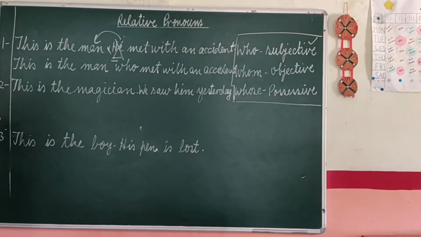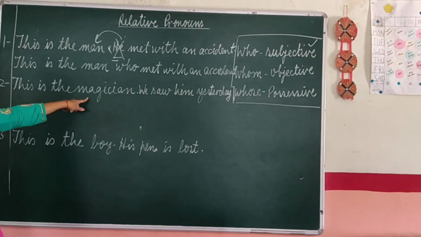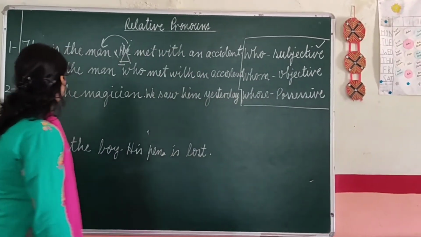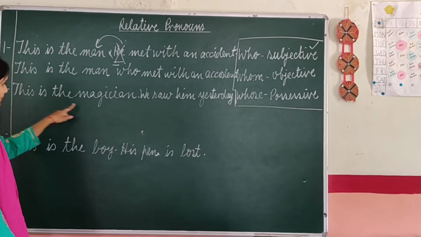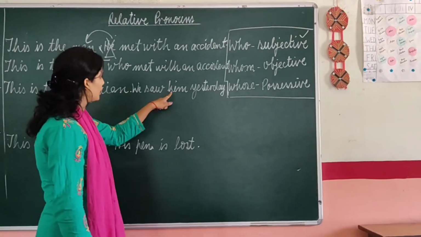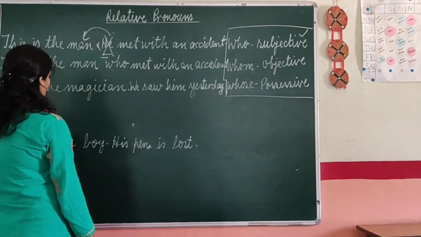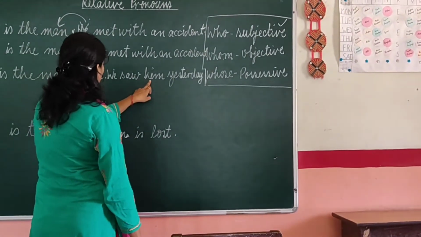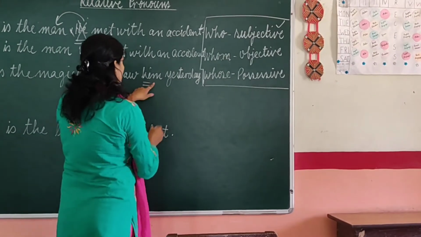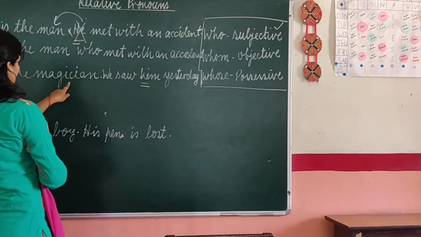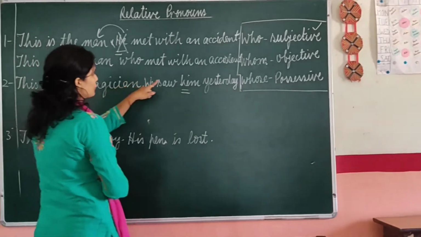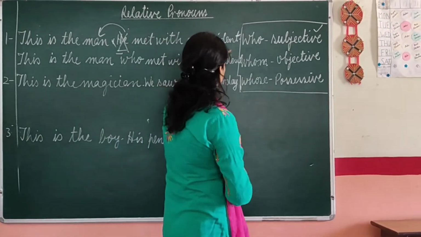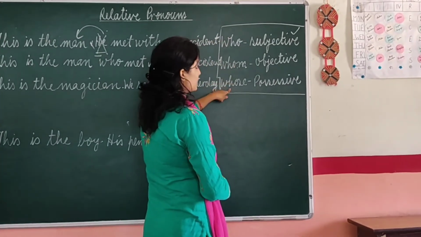Clear? Now number two, this is the magician. We saw him yesterday. Now, we are talking about the magician. Okay, that is okay. Now, we saw him yesterday. Now you see, which one is repeated here? We saw him. It means we are talking about the magician. Him refers back to the magician. It means we can remove this him and we can choose one of these relative pronouns.